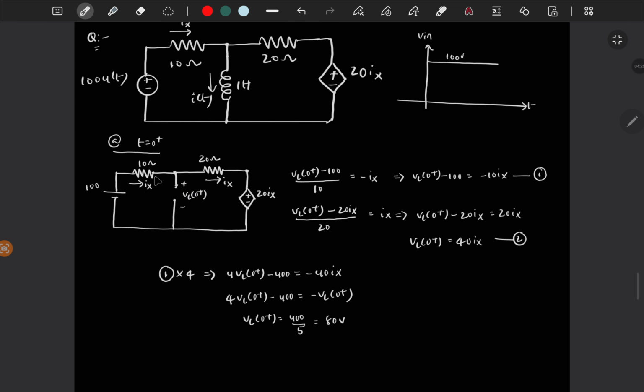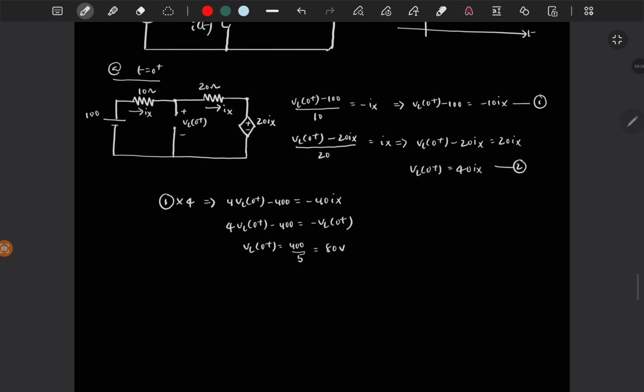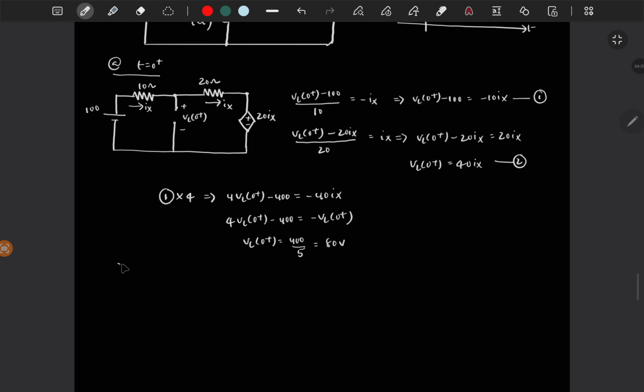This is just to know, so the initial voltage across the inductor is 80 volt. So the voltage across the inductor is positive. Then the inductor starts charging, so it will build up its current. That implies the inductor starts charging, which implies current is built up.